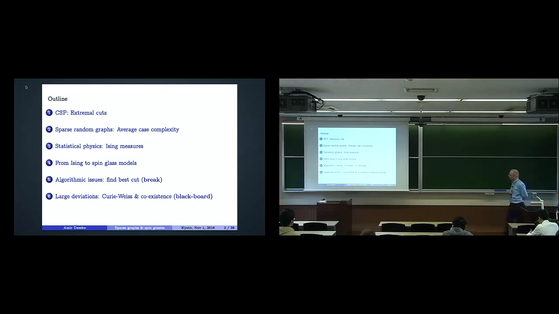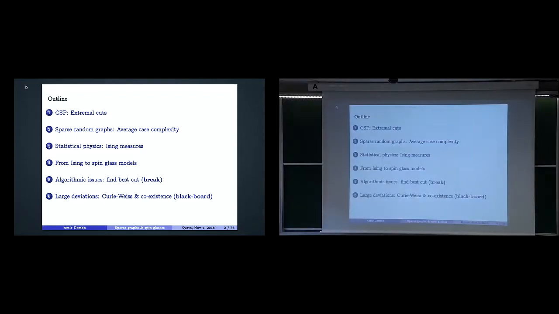So the outline of the talk, there will be six parts, five of them related, and the sixth is really a preparation for the next lecture. So I will start with repeating the problem of the extremal cuts. Specifically, it's a specific constraint satisfaction problem. And then, as we did in the general review last time, we will deal with averaged case complexity of this problem by using sparse random graphs and look at what is the literature that was done in combinatorics and computer science on this problem before.